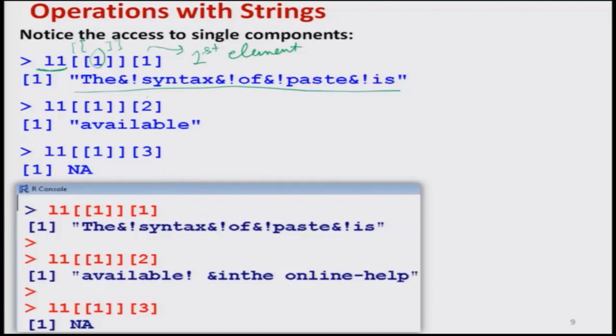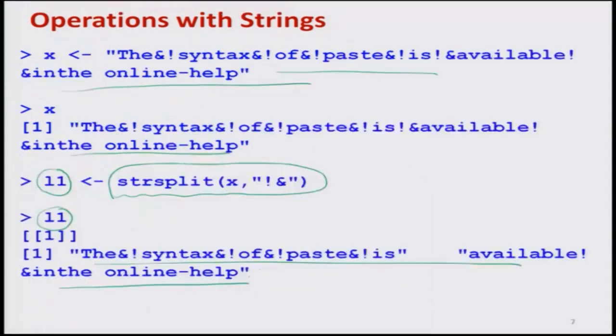And similarly, when I want to call the second element of the same thing, this part remains the same, and I change this address here. This is the second element, and the second element was available. And suppose I also want to have the third element. It is saying not available because there was no third element, there were only two separations. Let us try to see over the R console and see what happens with this thing.